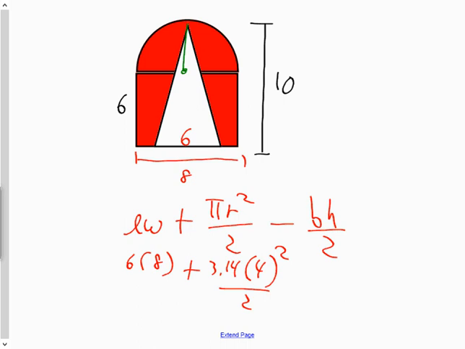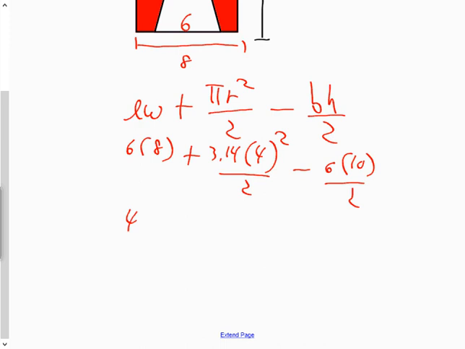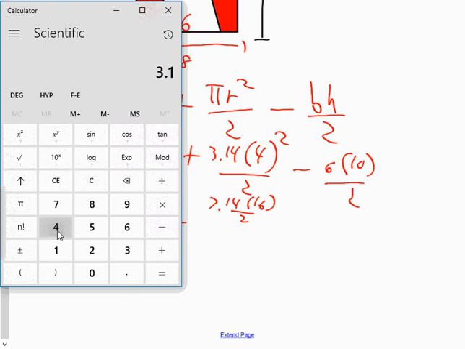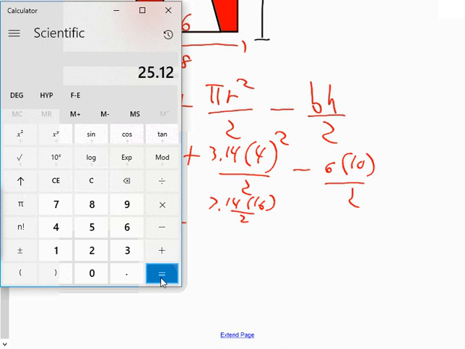And then my triangle, what's the base of my triangle? 6. What's the height of my triangle? 10 divided by 2. So when you substitute all the information in, that's what you get for numbers in your formula. 48 is the area of the rectangle. 3.14 multiplied by 16 divided by 2 would be 3.14 times 8 if I get really smart. I'm just going to multiply it by 8 because instead of multiplying it by 16 and dividing by 2, I can just do that.